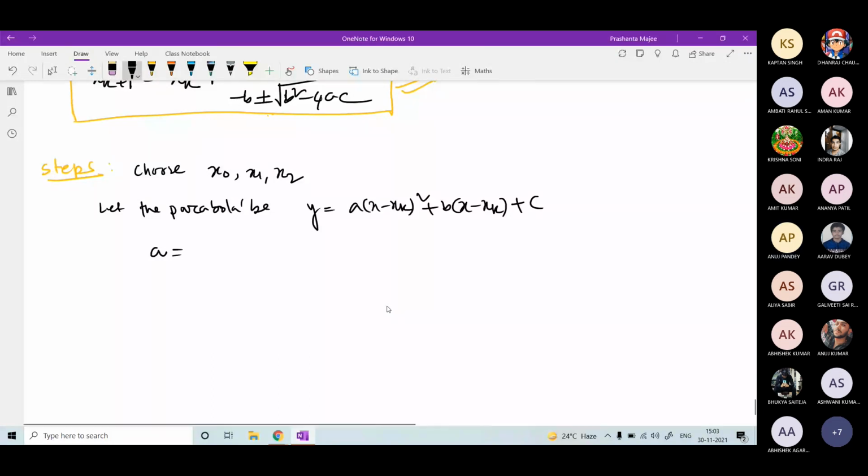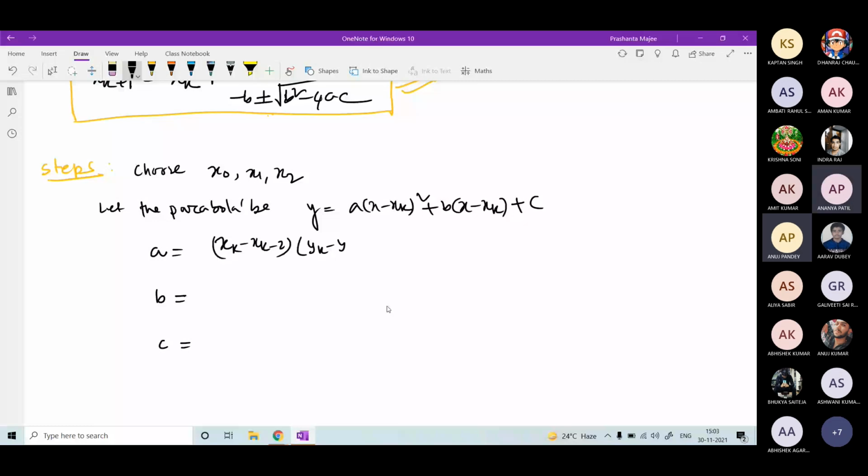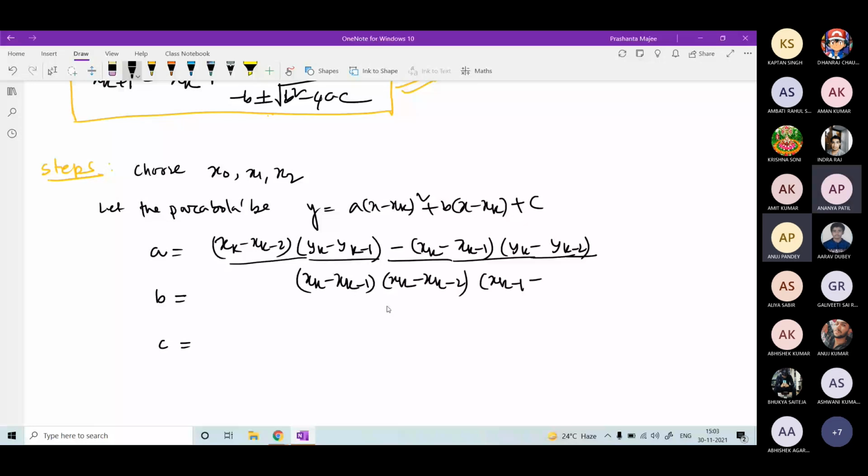Do you recall how to evaluate a, b and c? You have to remember that a is (xk minus 2 into yk minus 1 minus xk minus 1 into yk minus 2) divided by xk minus 1, xk minus 2, (xk minus 1 minus xk minus 2). So this is the value of a.